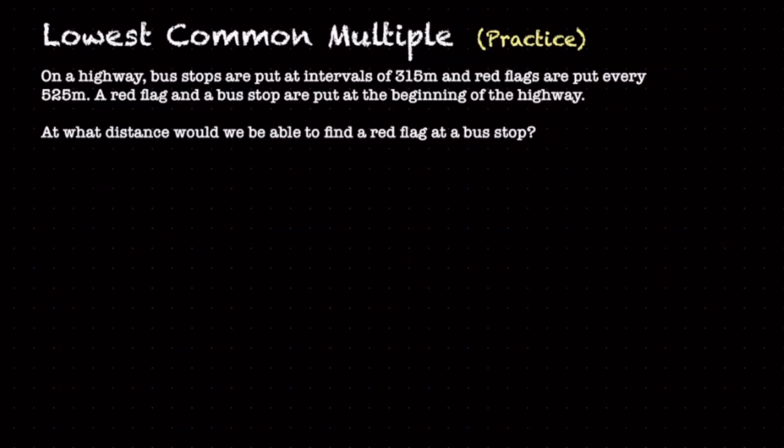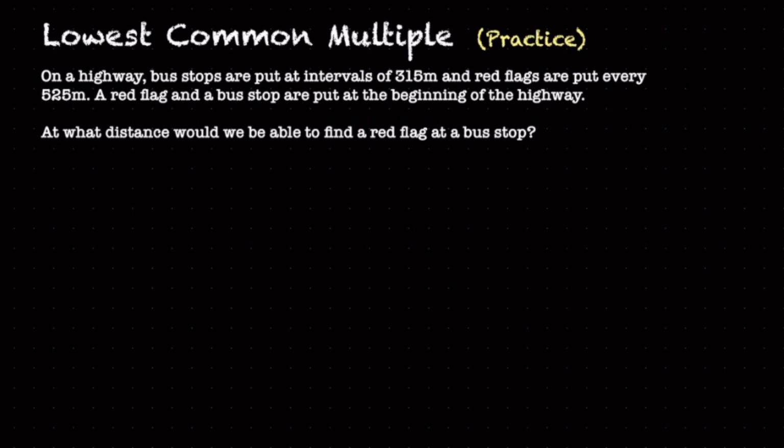Solve with me, lowest common multiple question. On a highway, bus stops are put at intervals of 315 meters and red flags are put every 525 meters. A red flag and a bus stop are put at the beginning of the highway. At what distance would we be able to find a red flag at the bus stop?